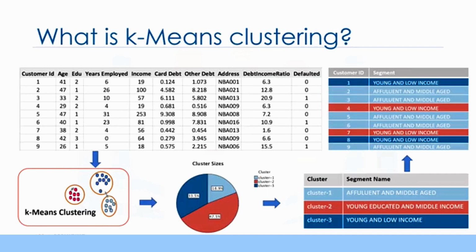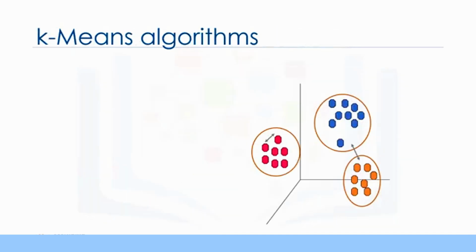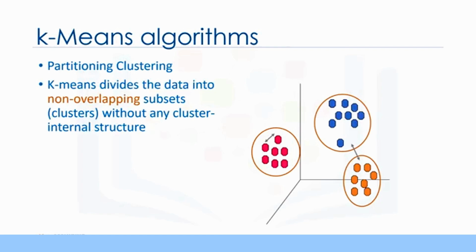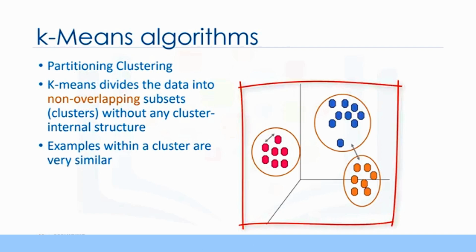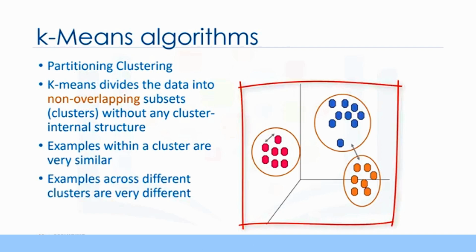Let's define this technique more formally. There are various types of clustering algorithms, such as partitioning, hierarchical, or density-based clustering. K-means is a type of partitioning clustering. That is, it divides the data into k non-overlapping subsets, or clusters, without any cluster internal structure or labels. This means it's an unsupervised algorithm. Objects within a cluster are very similar, and objects across different clusters are very different or dissimilar.